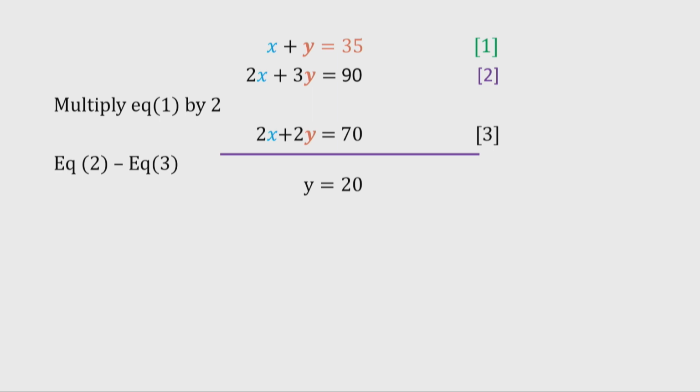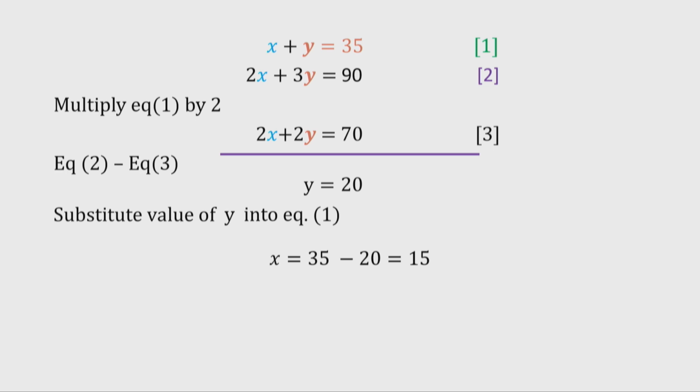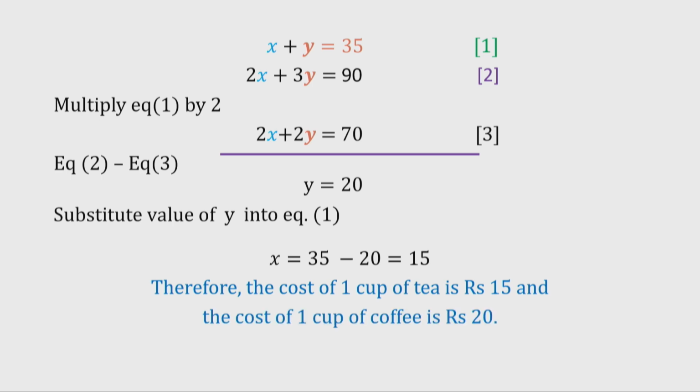Once I get the value of y, I substitute into equation 1 to get the value of x. So x plus 20 equal to 35. x will be equal to 35 minus 20, which is 15. In other words, the cost of 1 cup of tea will be 15 rupees and the cost of 1 cup of coffee will be 20 rupees.